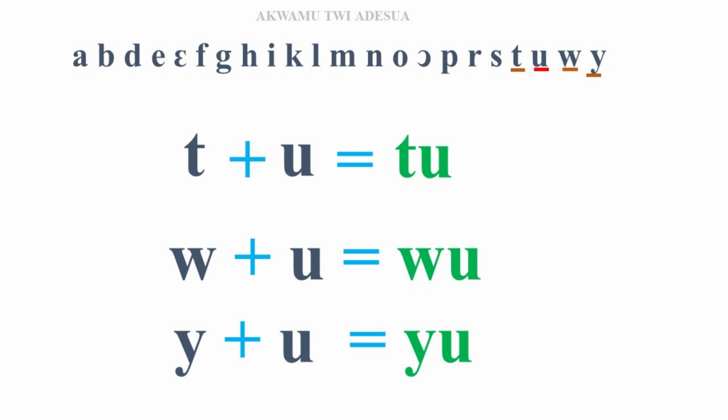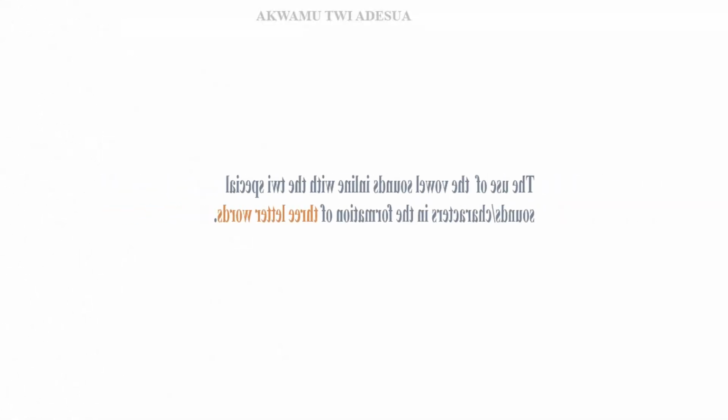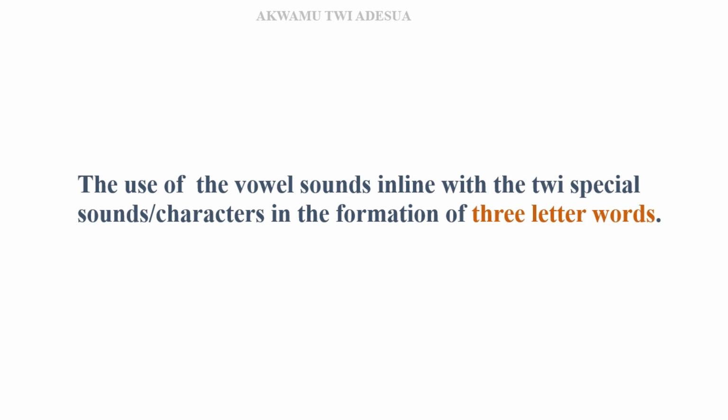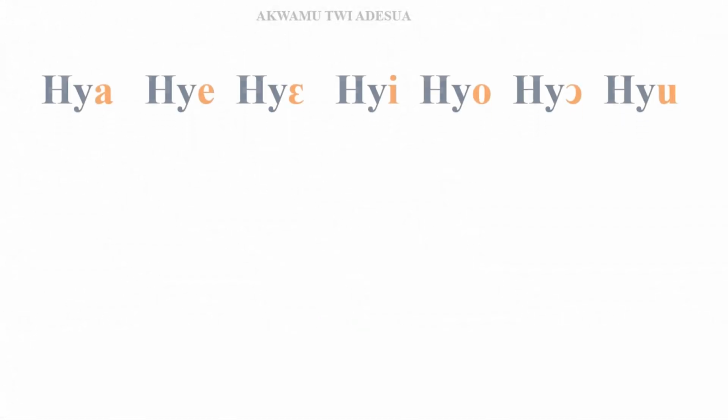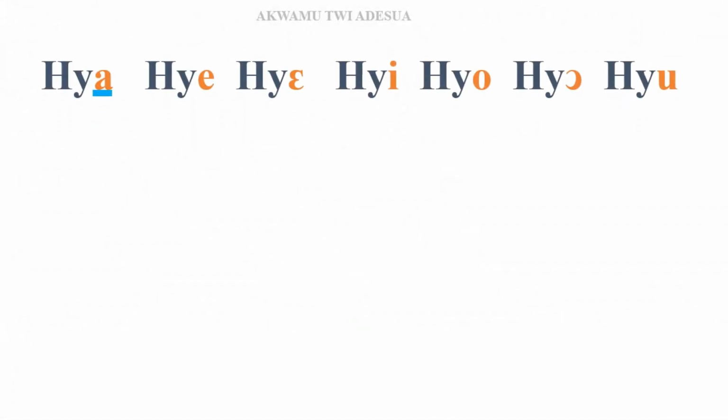So here we are going to look at the use of the vowel sound in line with the three special characters of the sound. We are going to look at forming three-letter words with the vowel sound in line with the special characters. So let's move on to look at the combination of the vowel sound in line with the special characters.